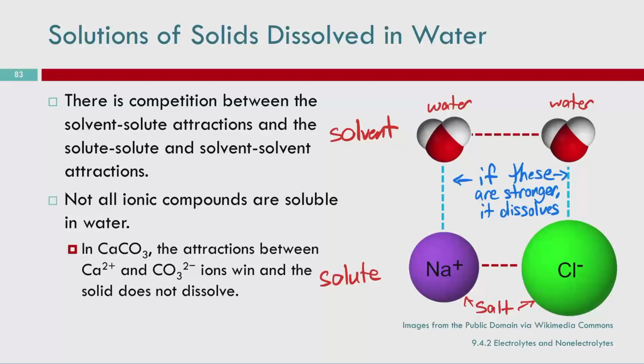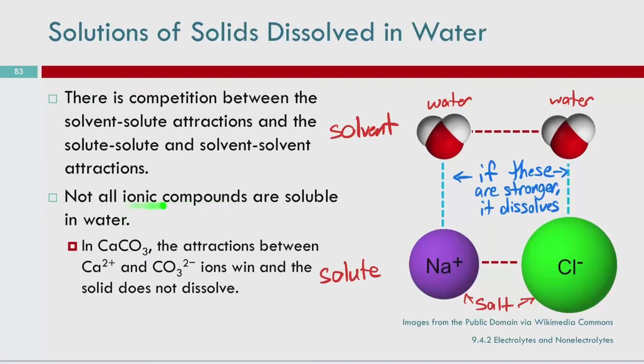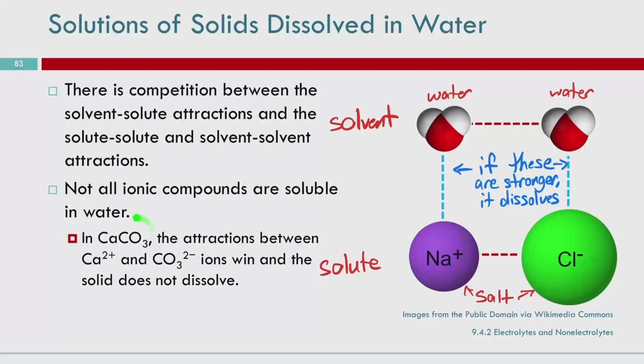In the case of mixing things like water and oil, the oil has a strong affinity for itself. The water has a strong affinity for itself, stronger than the interaction between the two, and so they will just keep to themselves. They don't bother interacting. Not all ionic compounds are going to be soluble in water, so things like calcium carbonate. In calcium carbonate, the calcium and the carbonate ions have a very strong affinity for each other, and so they stick together rather than being pulled apart by the water molecules.